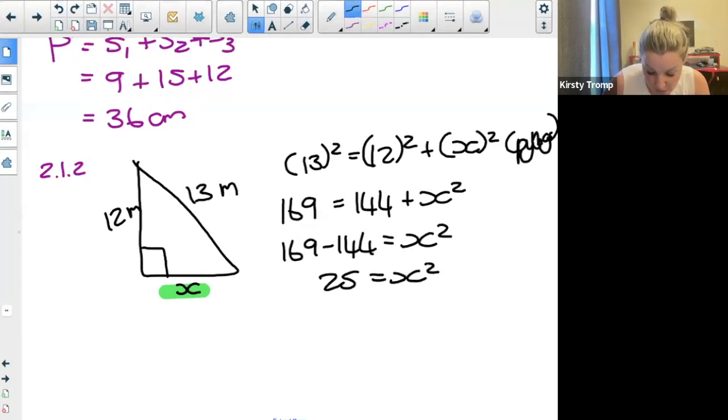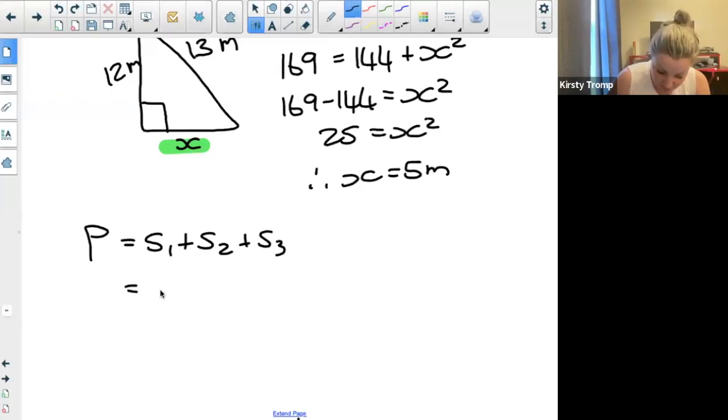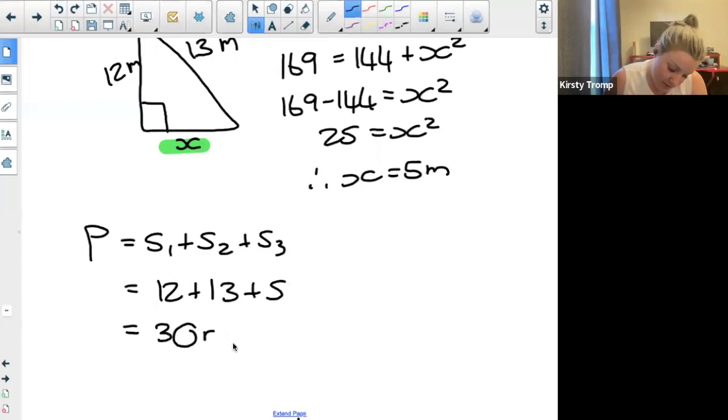25 equals x squared. Therefore, x will equal 5 meters. All right, so there's my first part. Now I'm going to say perimeter is equal to side 1 plus side 2 plus side 3. So 12 plus 13 plus 5, and that gives me 30 meters.